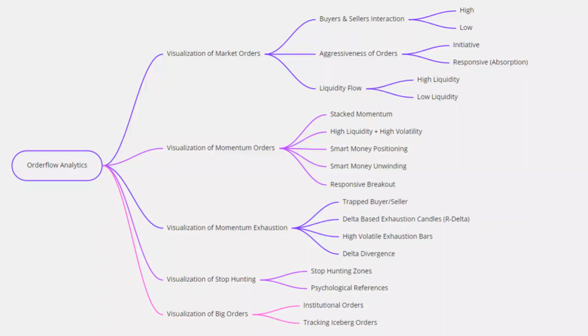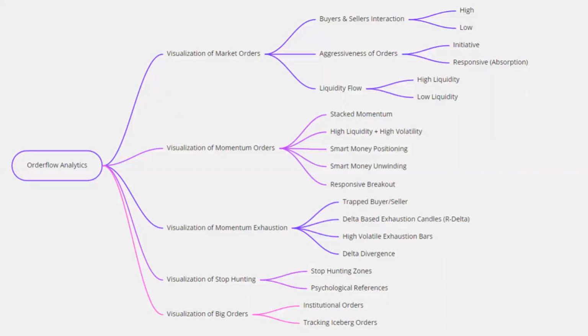This time it will be even more intensive Orderflow analytics. I can say that 70% of the content in the mentorship program I'm going to teach will be on market profile, and the remaining 30% will be primarily from Orderflow analytics.